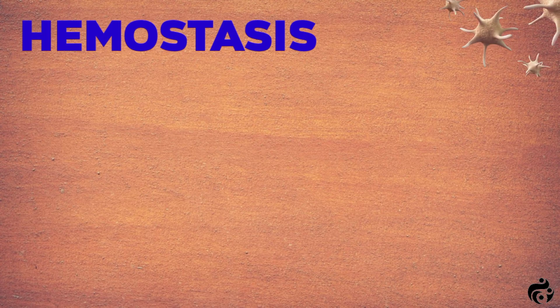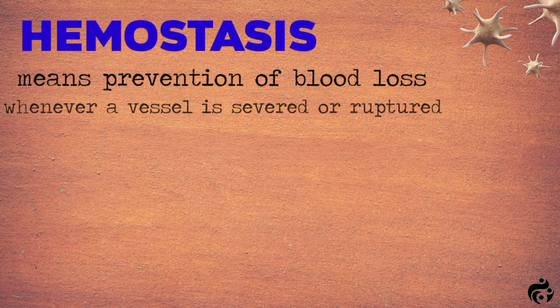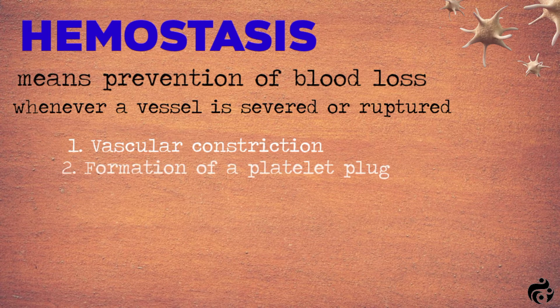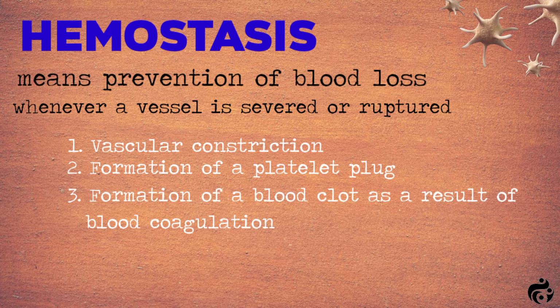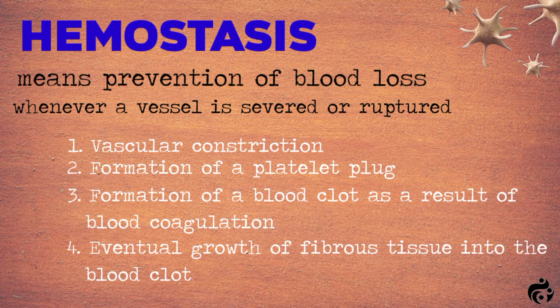Now let's talk about hemostasis. The term hemostasis means prevention of blood loss. Whenever a vessel is severed or ruptured, hemostasis is achieved by several mechanisms like vascular constriction, formation of a platelet plug, formation of a blood clot as a result of blood coagulation, and eventual growth of fibrous tissue into the blood clot to close the hole in the vessel permanently. Let's look at each of them one by one.